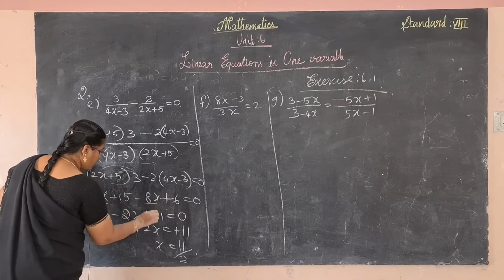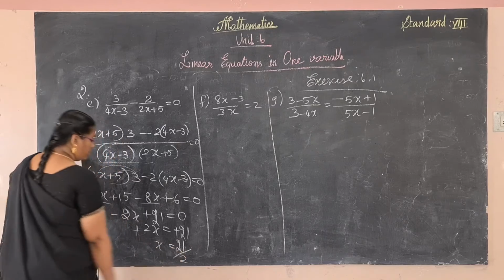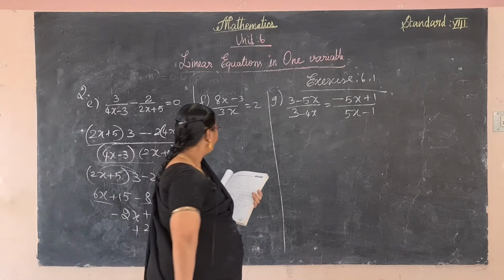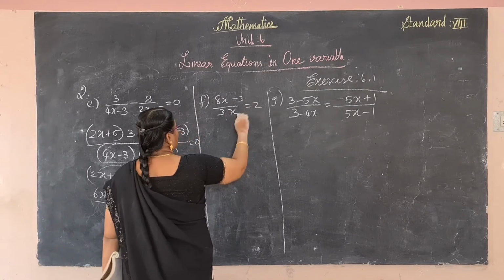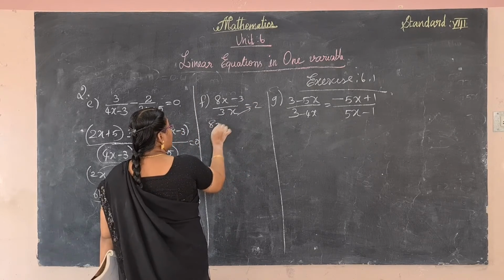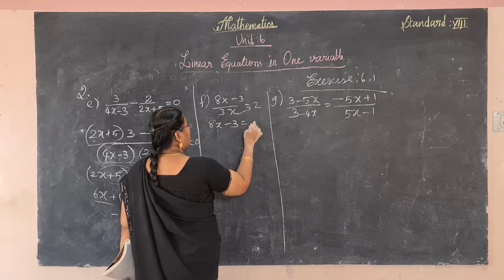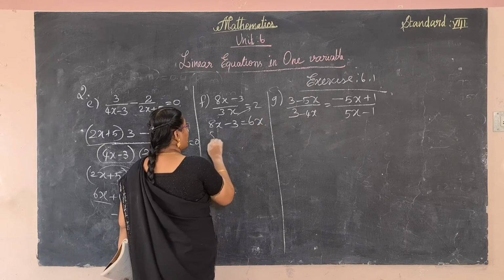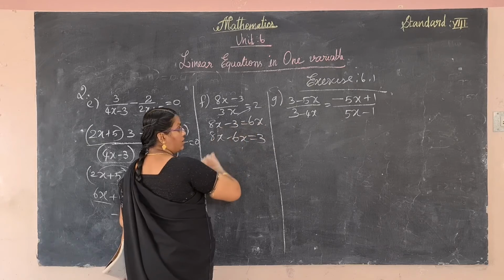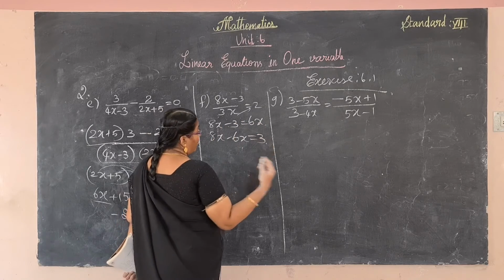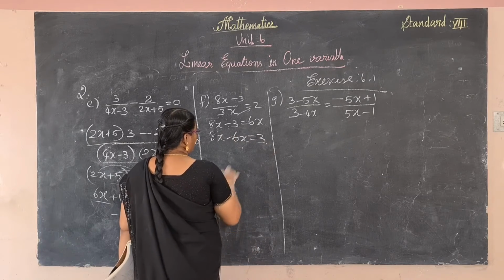Sorry, 15 is there. Okay, so 21 by 2, right? And the next one, 8x by minus 3 by 3x. Cross multiply this. So 8x minus 3 is equal to 3 2s are 6x. Okay, so 8x minus 6x equal to 3. 6 comes to this side, minus, plus 3 moves to this side, plus 3.